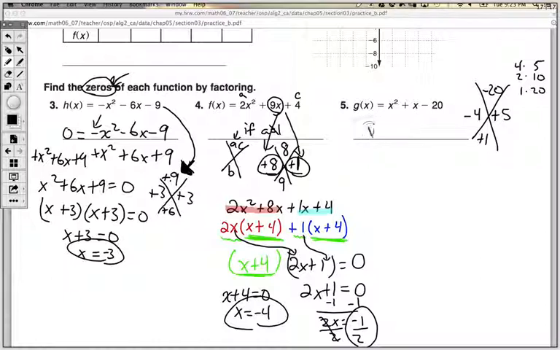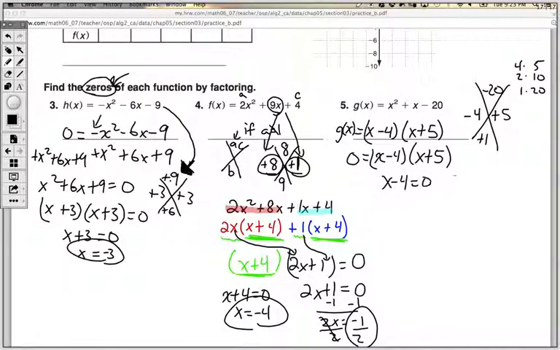So I'm going to translate these into x minus 4 times x plus 5 equals our g of x. Now we're going to make that equal to 0. So 0 equals x minus 4 times x plus 5. There we go. Okay, so x minus 4 equals 0, x plus 5 equals 0, and then that gives me x equals 4, x equals negative 5. Check. Super cool. Super, super cool.